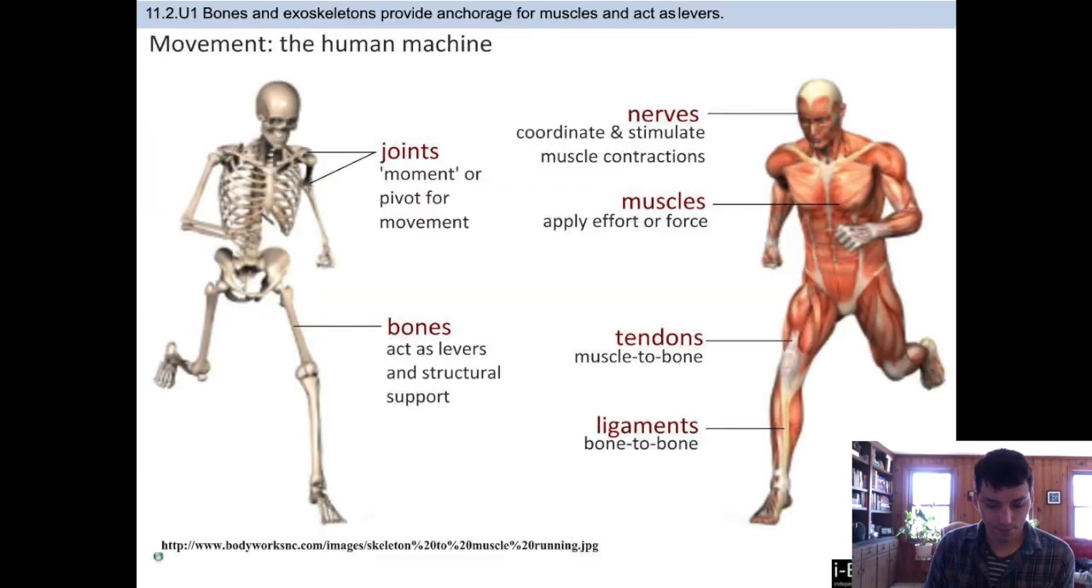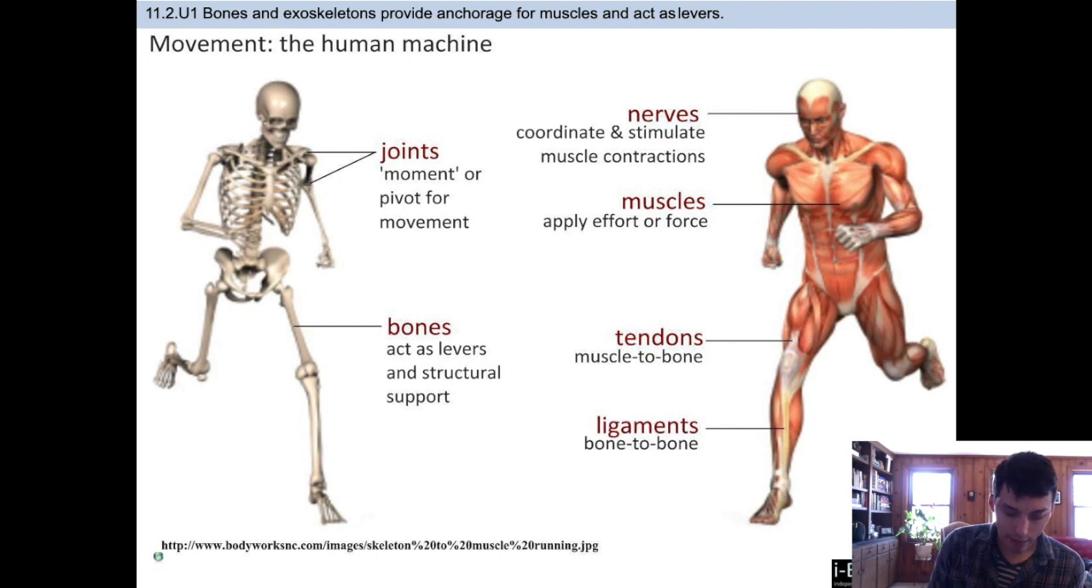So let's get started. Bones and exoskeletons provide anchorage for muscles and act as levers. So what that means is muscles need something to which they can attach, and bones provide that service.